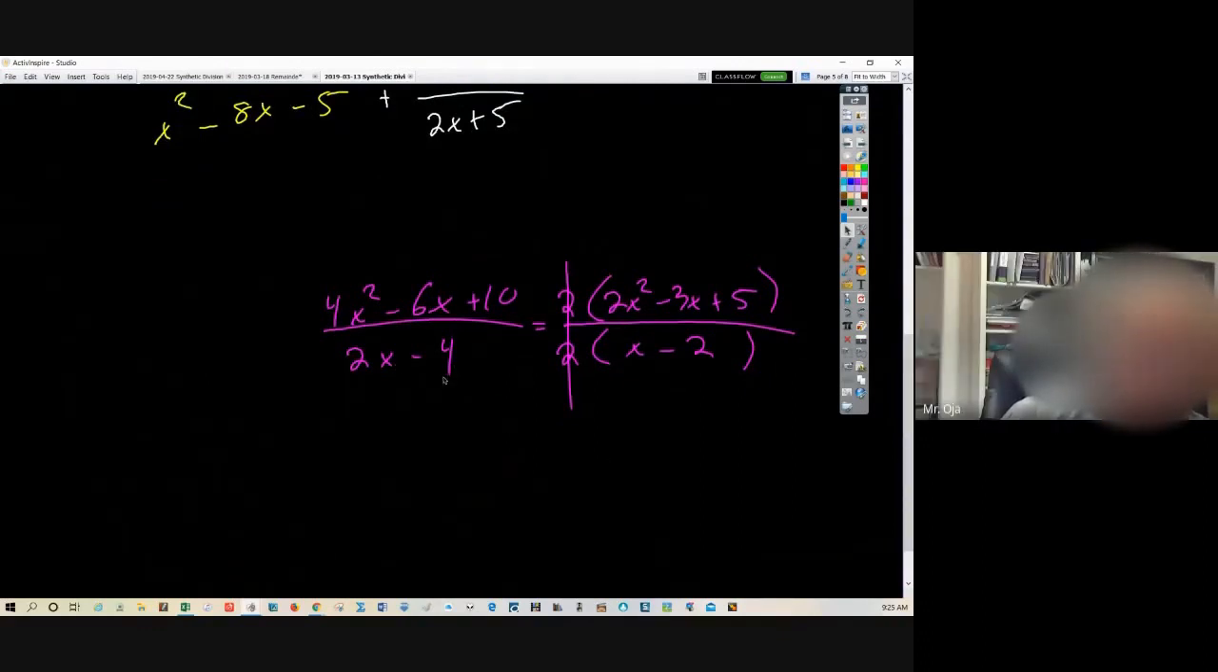Now, in this case, if I were to do the same process, if I were to factor a 2 out of the top and the bottom, because I need to divide the bottom by 2, don't I?